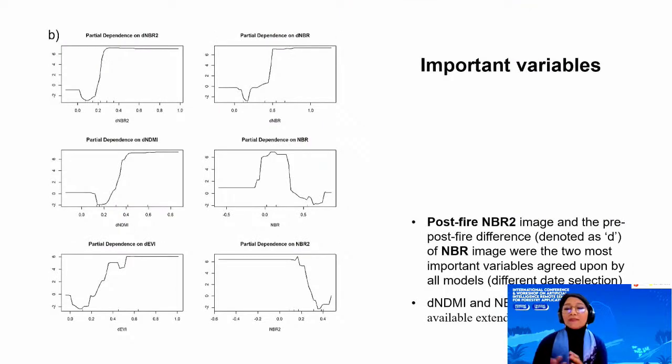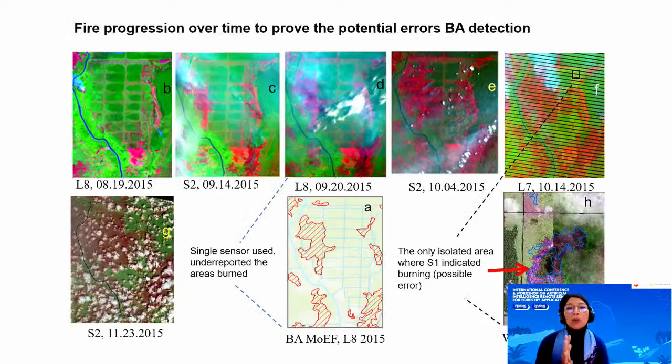So regardless of the images, the selection, some of the indices are important. We can talk about it later, but these are the common indices, NBR and also NDMI, basically using the shortwave infrared and near infrared bands. Next slide. This is the critical one.